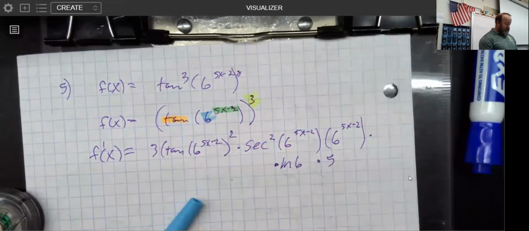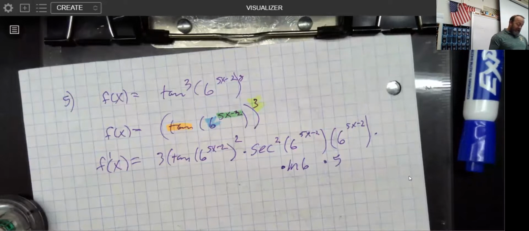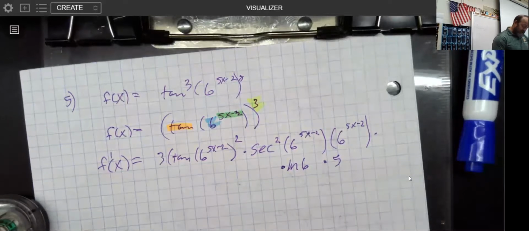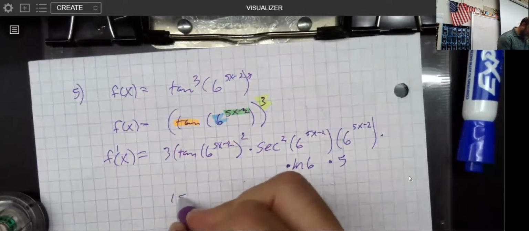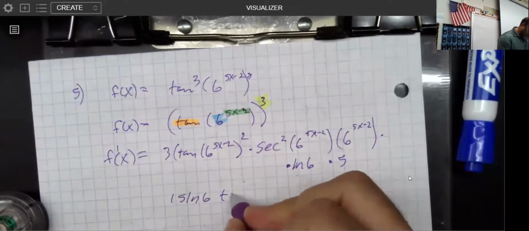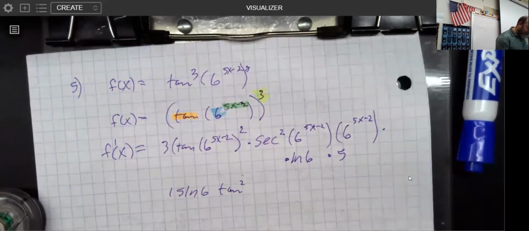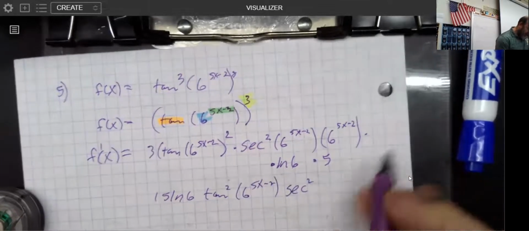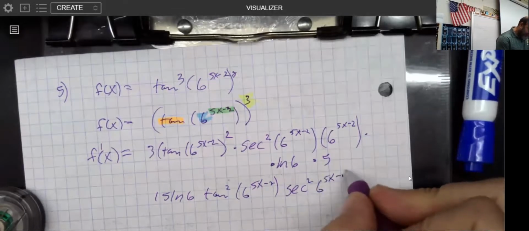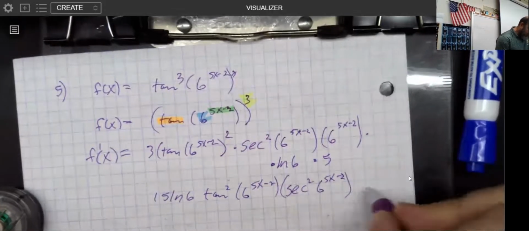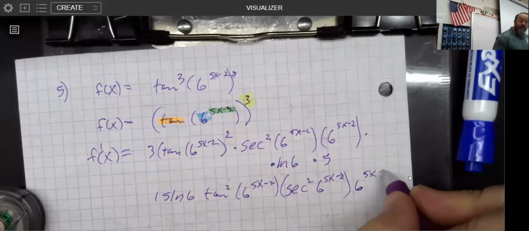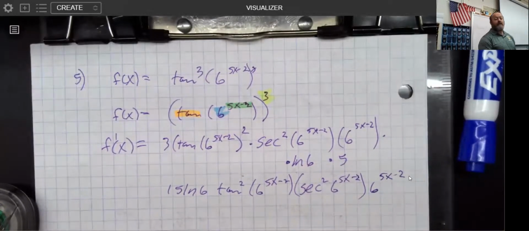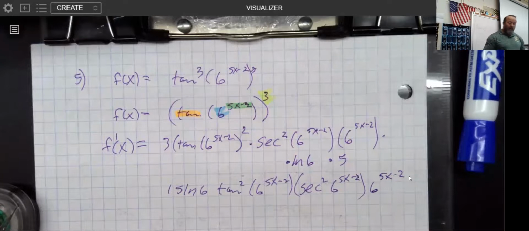Now, in this particular story, there's not a whole lot I could do to make this problem better. I mean, I suppose I could put the 5 and the 3 and the natural log of 6 in front and call it 15 ln 6. We could probably make it look a little bit better by calling it a tangent squared, just like the secant squared. But then we're all the way down to our final answer, and there's really nothing else I can do to make that problem look any better.